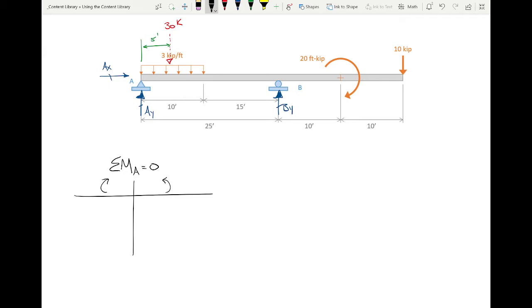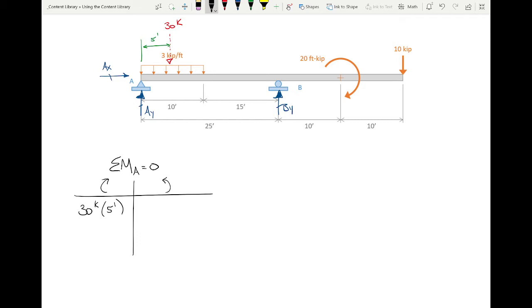Let's start off. Do I have to consider AX? No. What about AY? No. What about that 30 kips? Yes. What side of the table, left or right? Left. Moment arm from A: 5 feet. There you go. So 30 kips times 5 feet. All right.